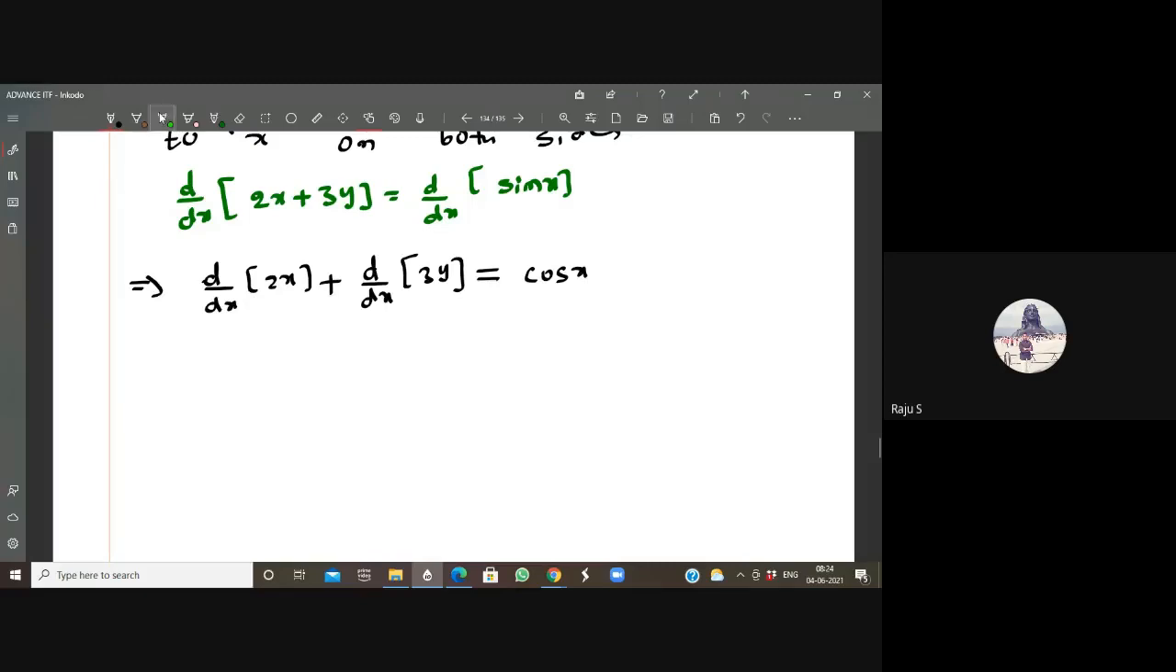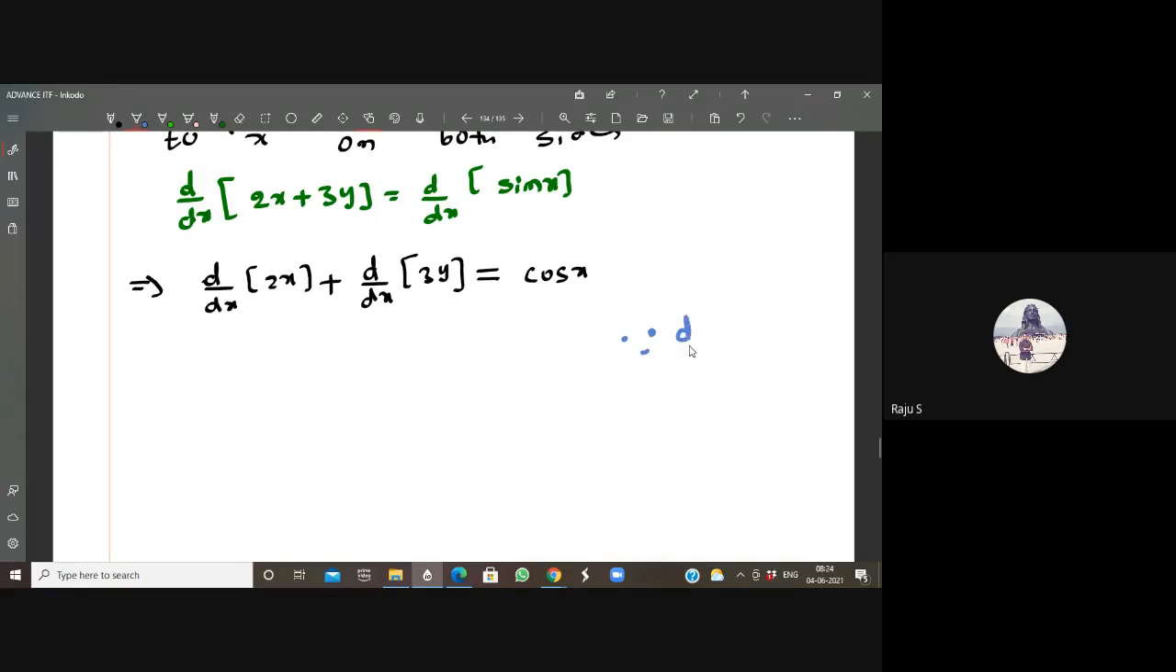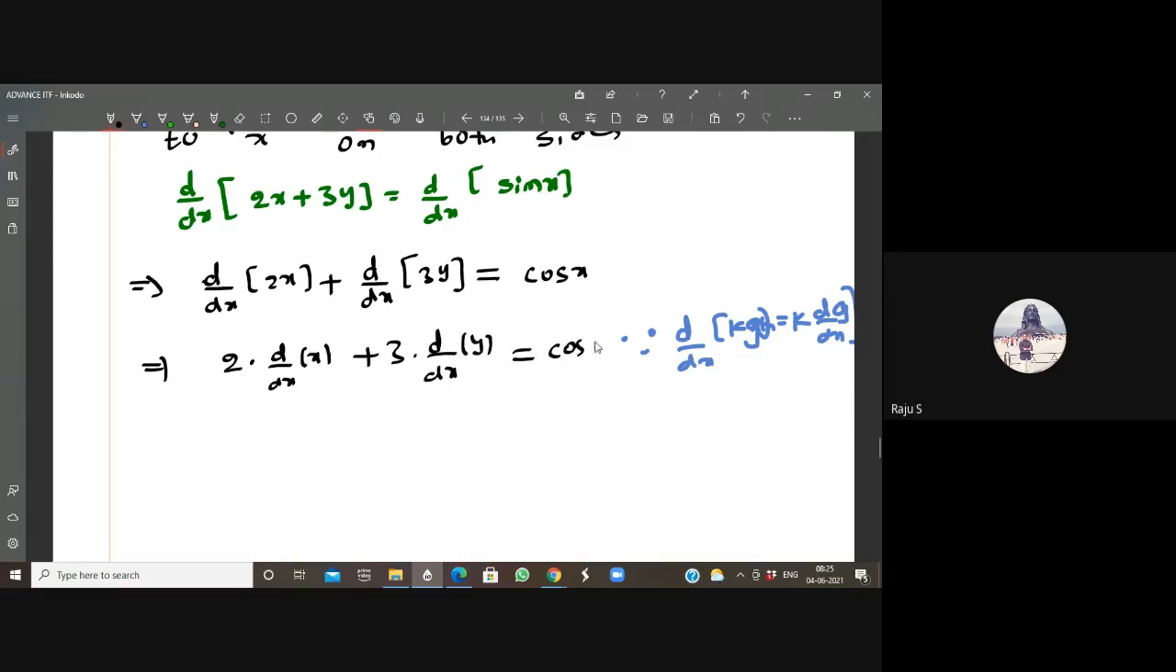Since we have a property, what is the property? d by dx of k times g of x can be written as k times d by dx of g of x. You can take any function g. K is a constant, so you can take it outside. I'm applying this property here. So 2 times d by dx of x plus 3 times d by dx of y is equal to cos x.